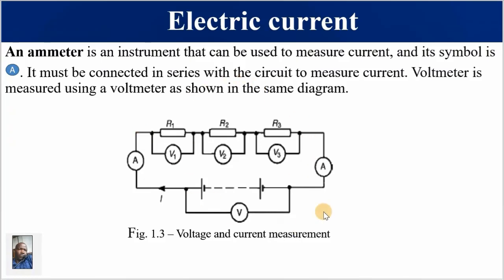So this is the way you measure voltage and current. This is measuring the voltage of the source, and this is measuring the potential difference across R1, potential difference across R2, as well as potential difference across R3. This one is measuring the electromotive force. Don't worry, it's going to be clearer very soon what those two terms mean.